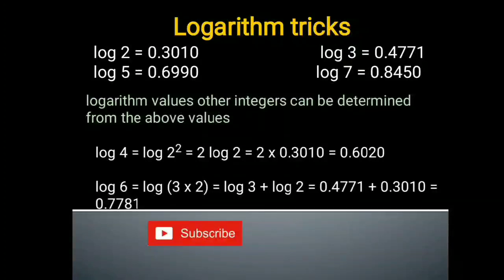Log 6 value: 6 can be written as 2 into 3, which is in the form of log AB. Log AB is equal to log A plus log B, right? In the same way, log 6 can be written as log 3 plus log 2. Log 3 value is 0.4771 and log 2 value is 0.3010. So log 6 you got 0.7781.